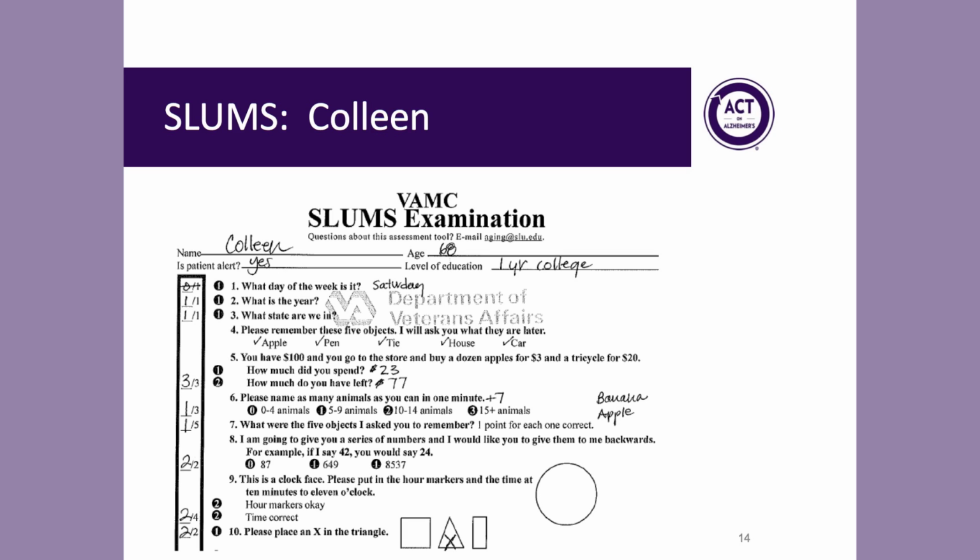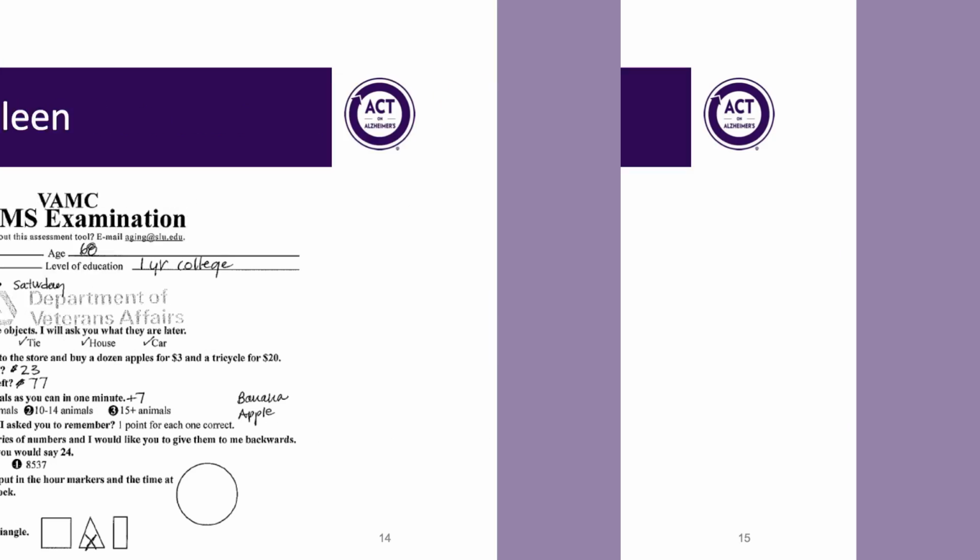On number 7, when asked to remember the 5 objects that she was told earlier, she was able to recall banana and apple. Banana is not one of the words on the list, but apple is, so she receives 1 point. Number 8, she was able to repeat numbers correctly, so she receives full credit, 2 out of 2.